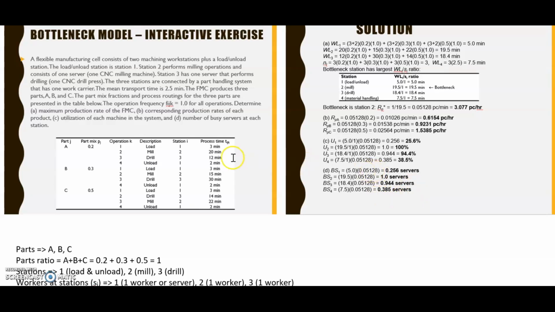That's all for this tutorial on how to solve this exercise. I hope you can try it out by yourself without referring to the solutions. Thank you very much.